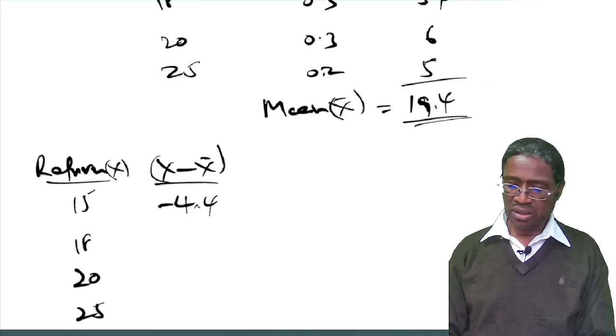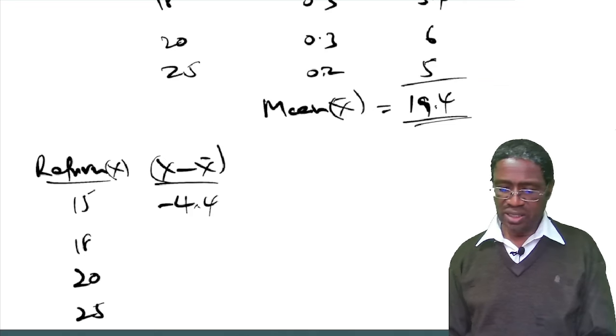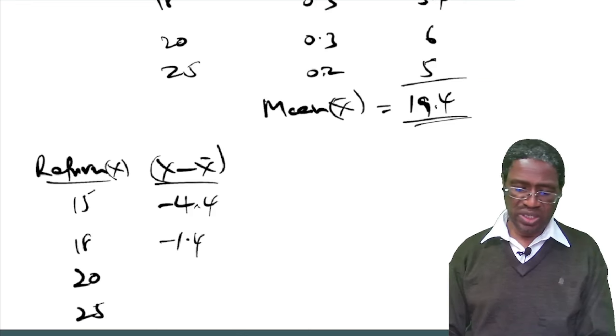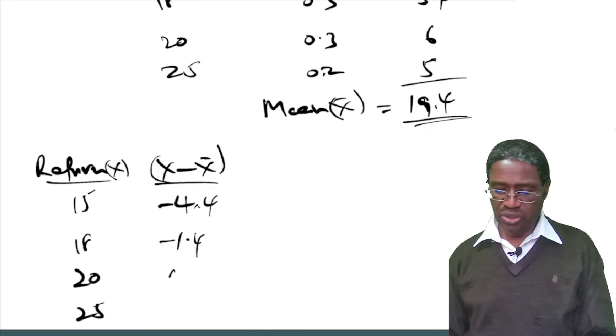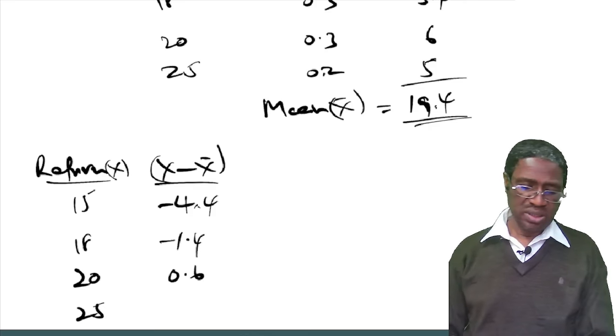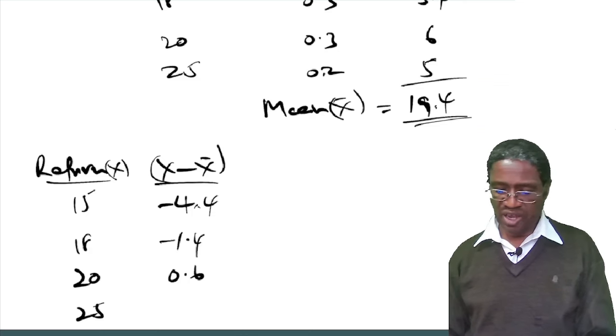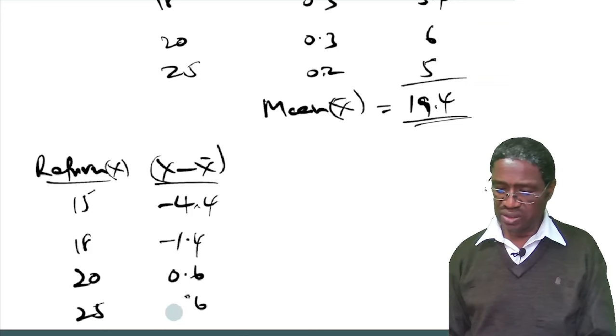Second year, it is 18. Second return, 18 minus 19.4, that's negative 1.4. Then we go to 20 minus 19.4, that is positive 0.6. Then the last one, 25 minus 19.4, that's positive 5.6.